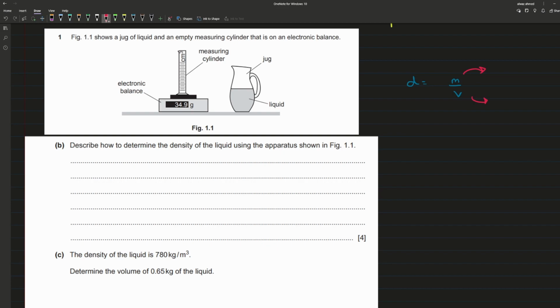You've got a measuring cylinder, so we just simply put the liquid in the measuring cylinder and we'll get the volume of the liquid. So the first step is going to be pour the liquid in the measuring cylinder and find its volume.